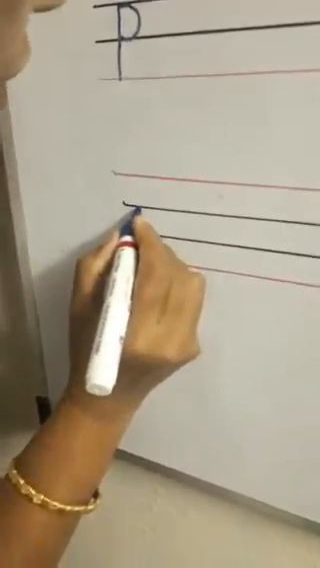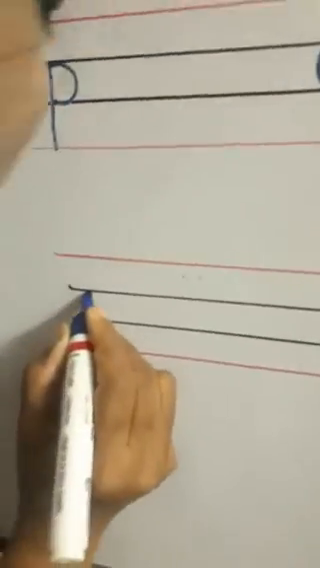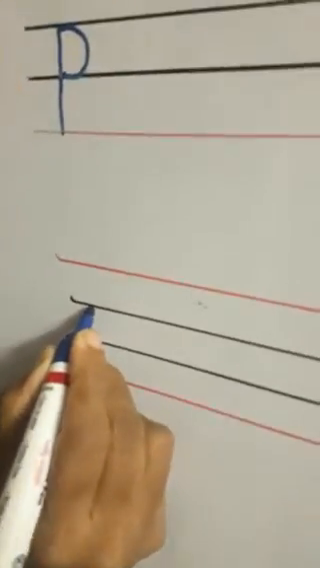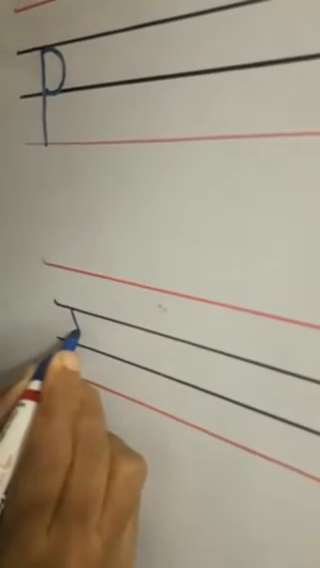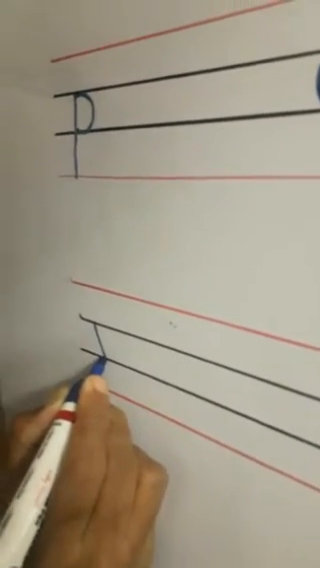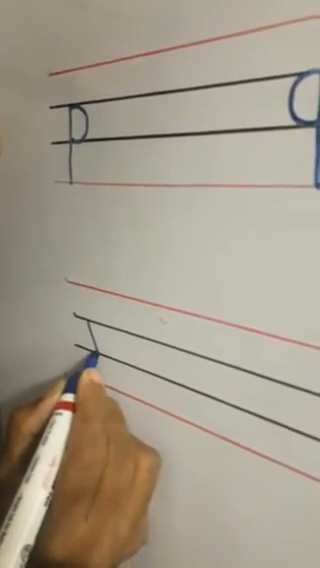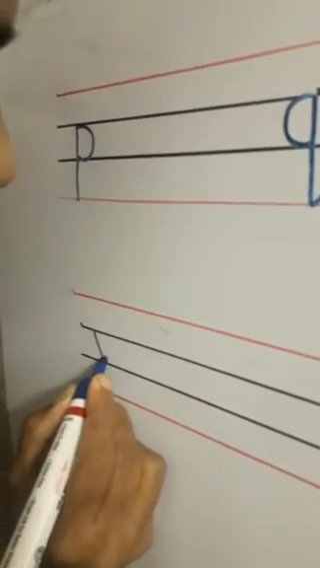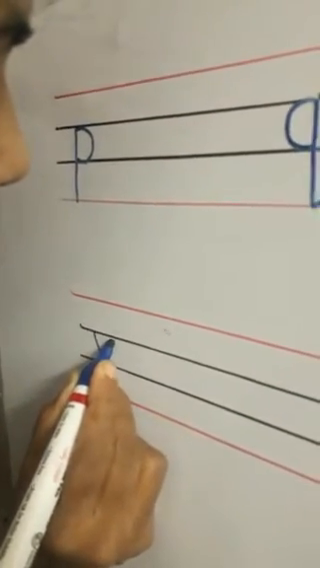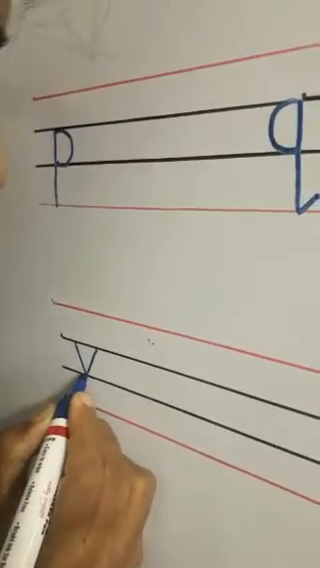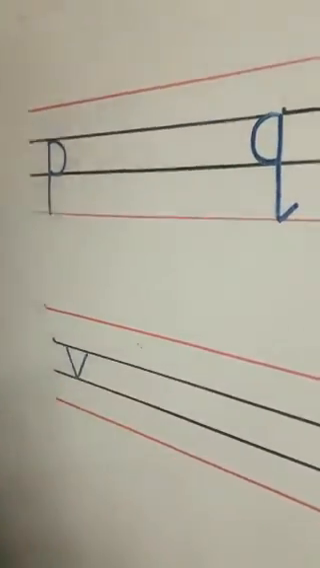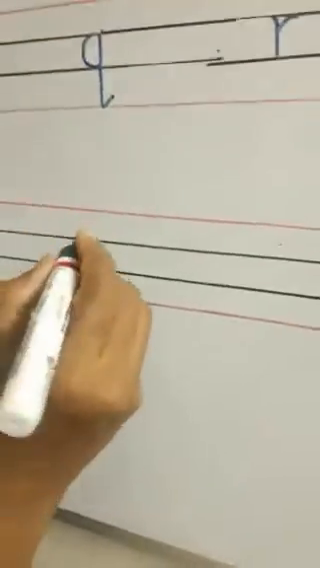S, T, U, V. Is it? Yes. For writing V, start from the middle and draw a slanting line towards the bottom, and again go to the middle with a slanting line again to reach the middle line. Okay. V after what? W.